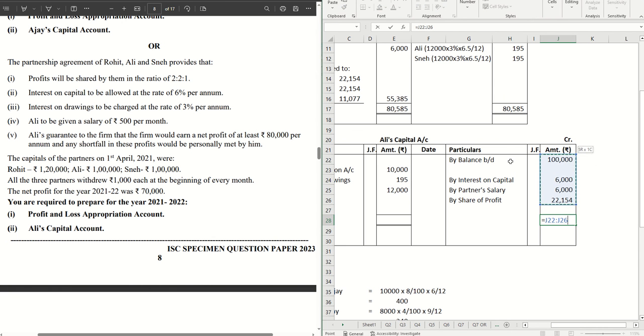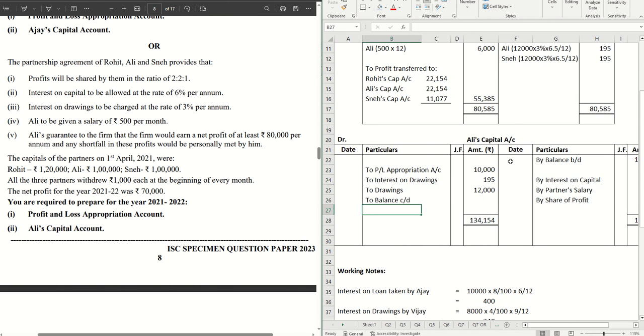Okay, so this is a pretty straightforward sum where you can understand the calculations and do them. Let's do it one more time. All right, this one comes here. So how much do we get in balance c/d, which will be this minus this and minus this. So 1,11,959 is the balance c/d for Ali in the capital account.